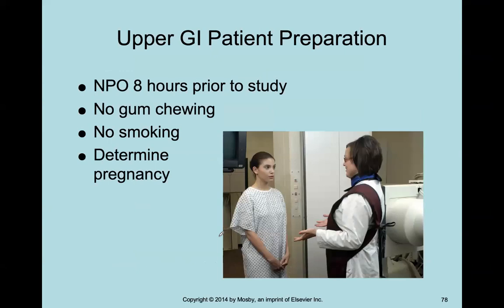Okay, so we're going to start with positioning. Now very important, this is also a registry question. Preparation for an upper GI: NPO 8 hours. Okay, 8 hours prior to the exam, NPO, nothing by mouth. No chewing gum, no smoking. For upper GIs, NPO 8 hours.